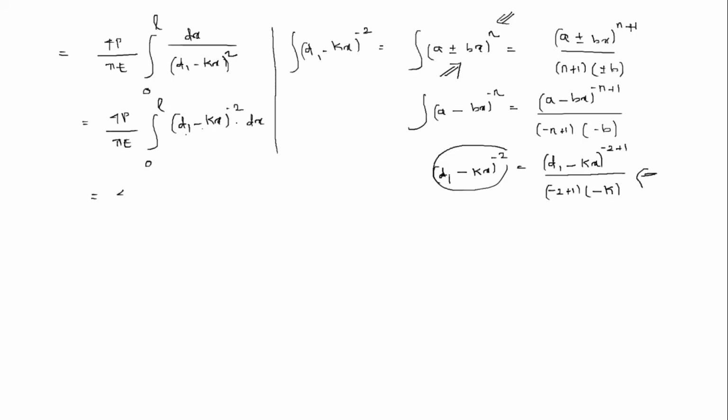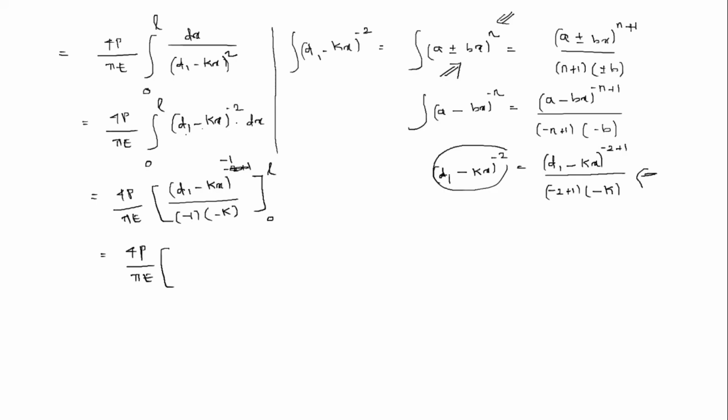Now, 4P divided by pi E, this is (d1 minus kx) the whole power minus 2 plus 1 divided by minus 2 plus 1, which is minus 1, into minus k. Here what is the value? Minus 1. So we have to apply the limits 0 to L. Now we are going to apply the upper limit and lower limit. So 4P divided by pi E into what is the value?